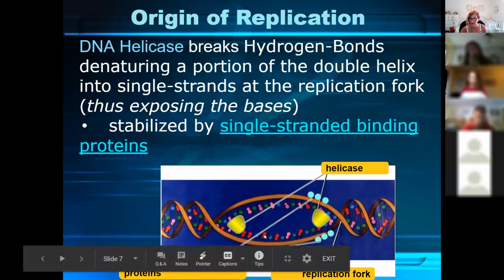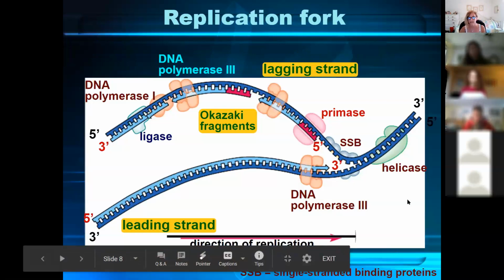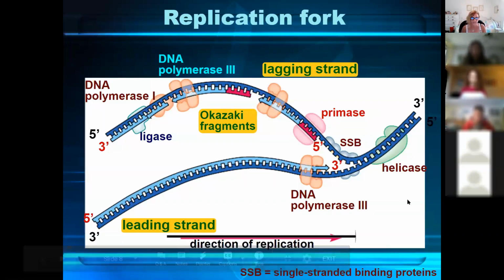Okay, so this is our bubble of replication. So helicase opens it up. The yellow is opening it up. These blue circles, these are your binding proteins, and they're holding that open so that new nucleotides can be added on the inside so it doesn't seal it up.